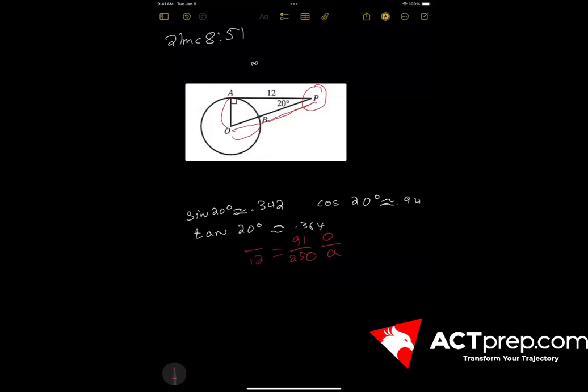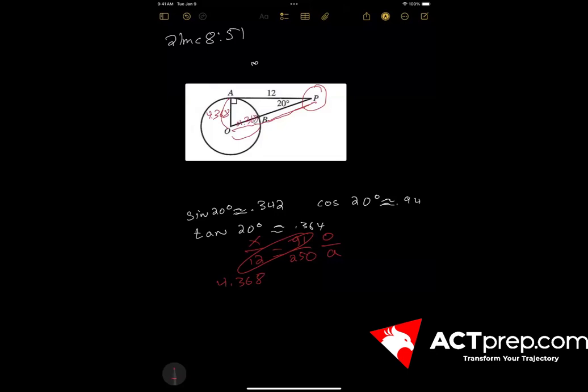We know that the adjacent side of P is 12. We're trying to find the opposite side, so we can just set up that proportion. And now we can either cross multiply, or you can just multiply the numbers that are opposite each other and divide by the other. So 91 times 12 divided by 250, which is 4.368. So we know that this side length is going to be 4.368, which is going to be the same as this side length, 4.368.